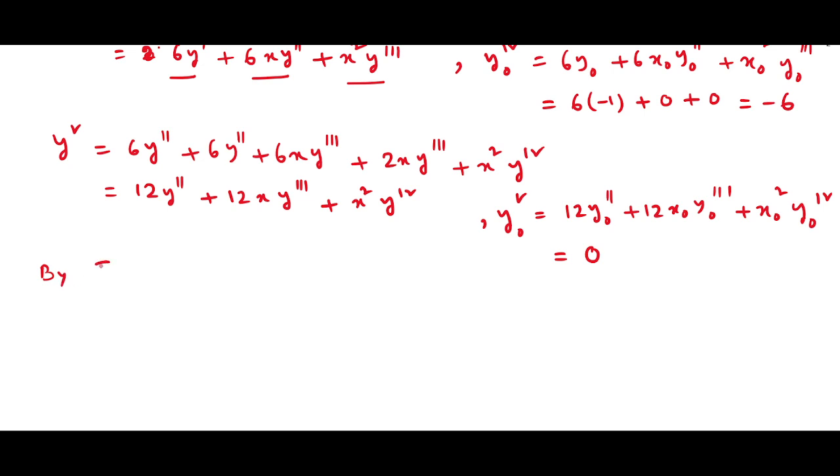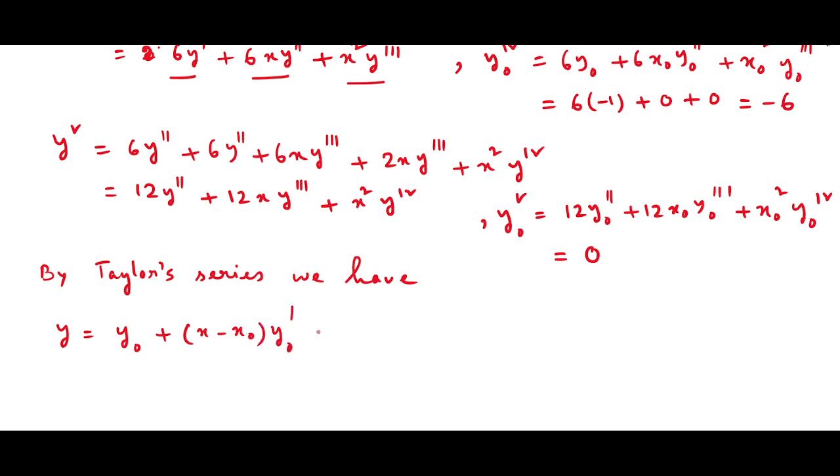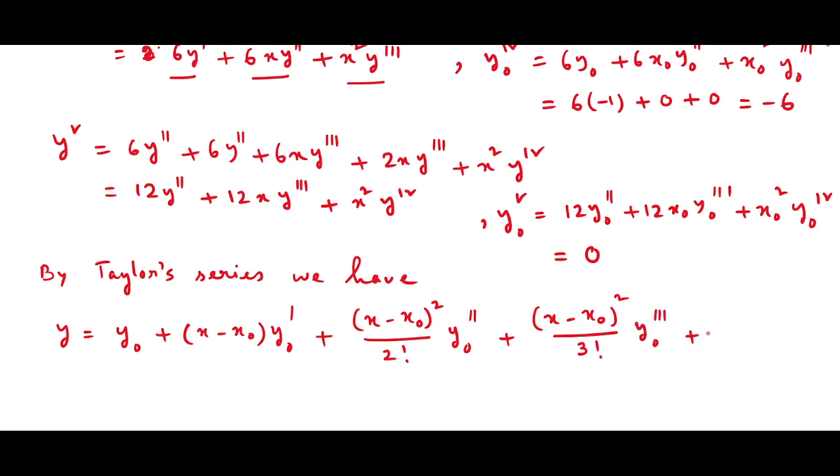By Taylor series, what is the formula? y equals y naught plus (x minus x naught) y naught dash, next is (x minus x naught) square by 2 factorial y naught double dash, (x minus x naught) cube by 3 factorial y naught triple dash, then (x minus x naught) to the power 4 by 4 factorial y naught 4.